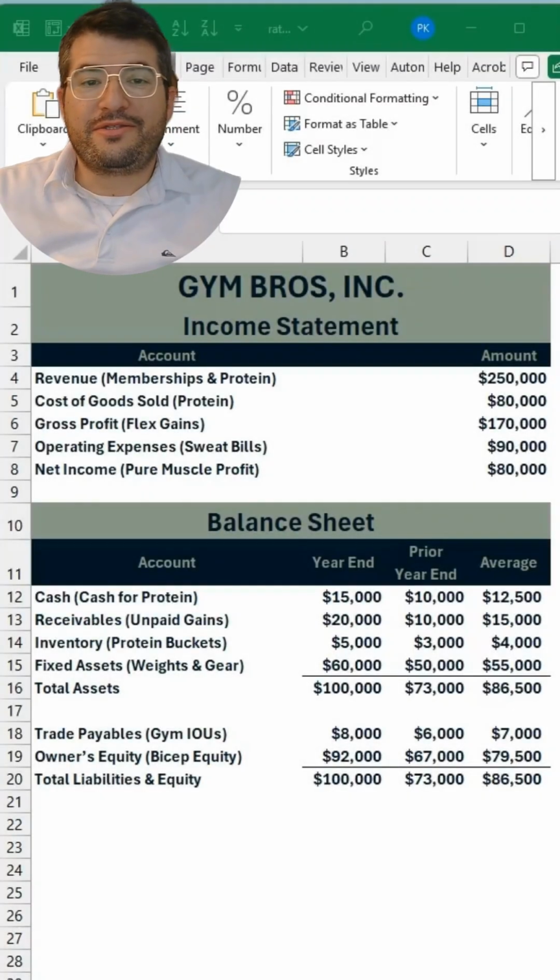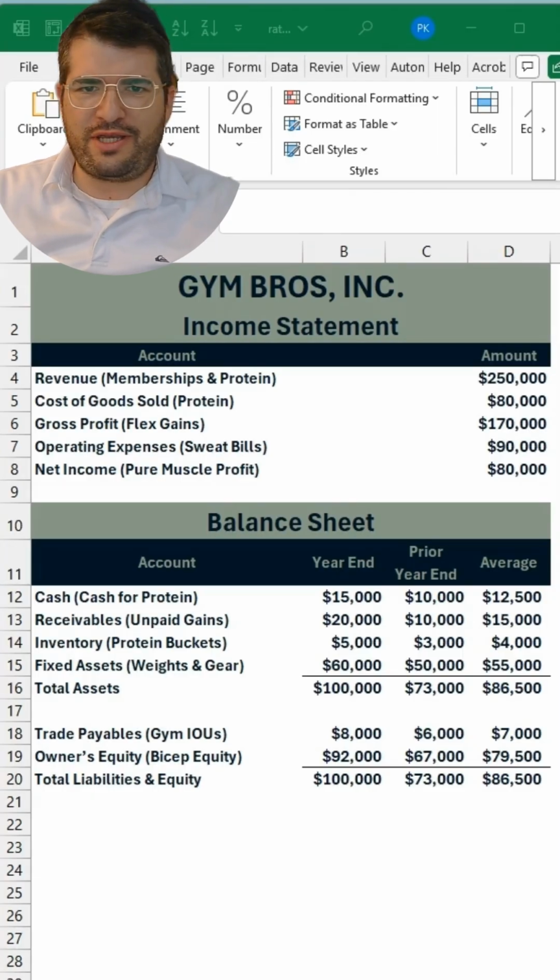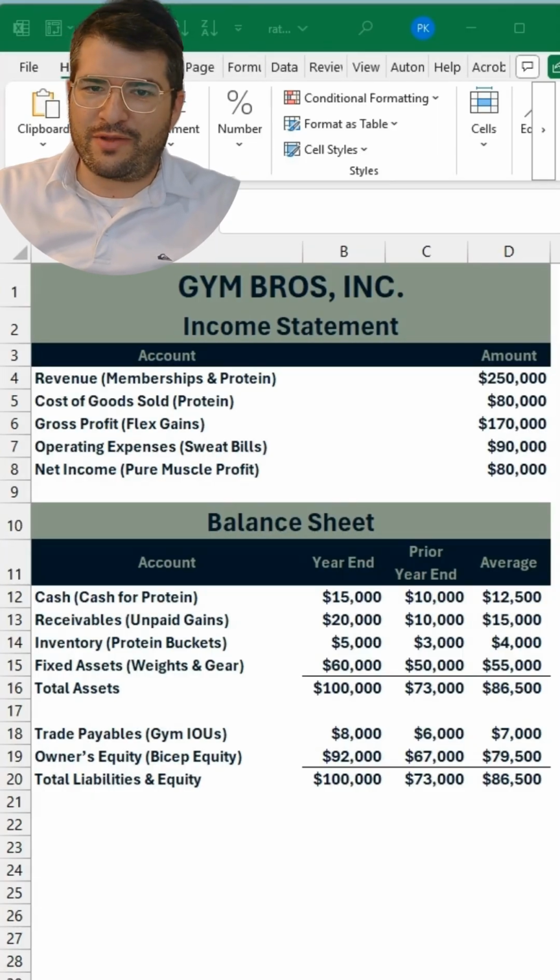Let's go. Okay, so check out this example company over here, Gym Bros. Gym Bros, they're heavyweight lifters. They really are into their weights and their protein shakes and whatnot. They'll teach you how to get really ripped, but they really don't understand their finances all that much, so we're coming in to help them out.